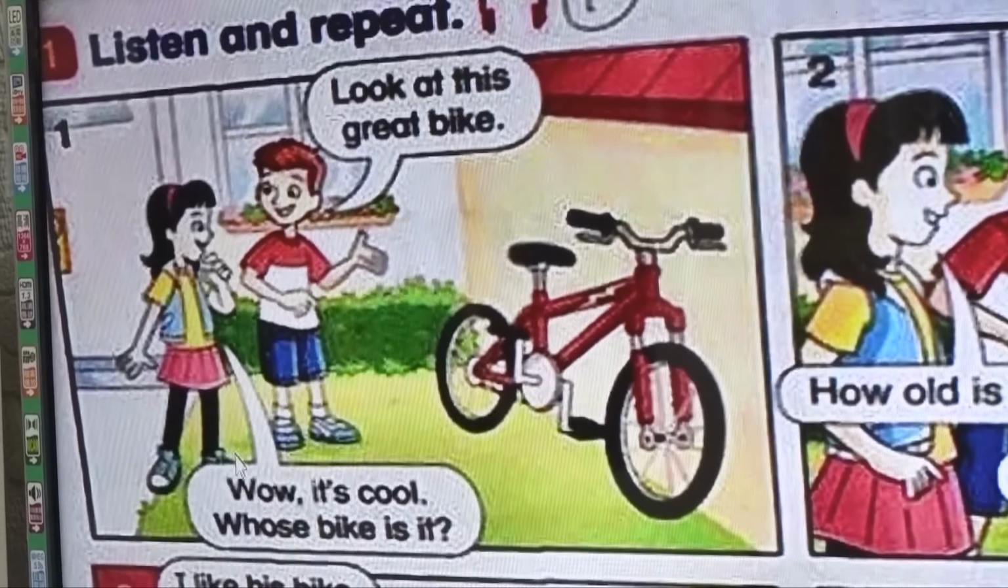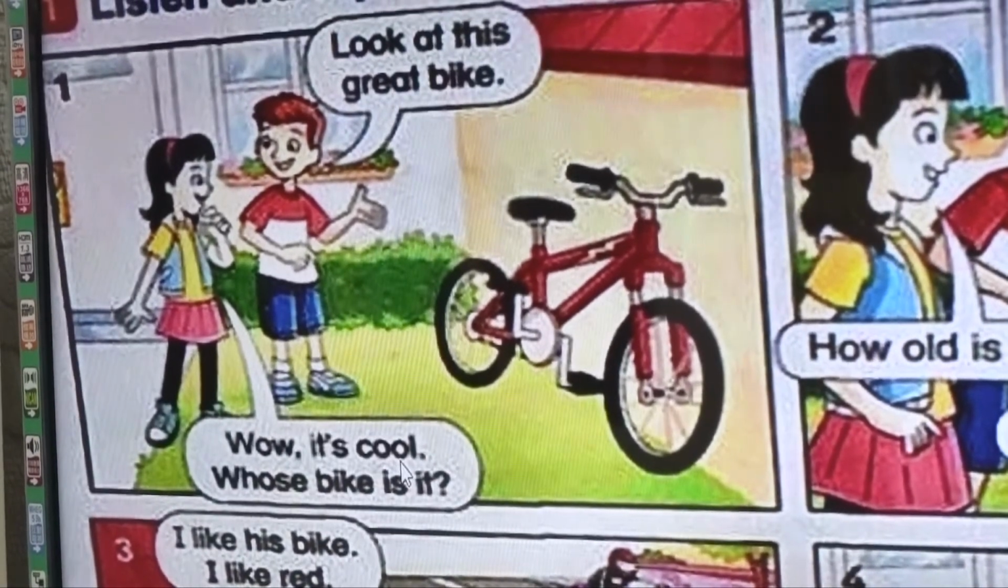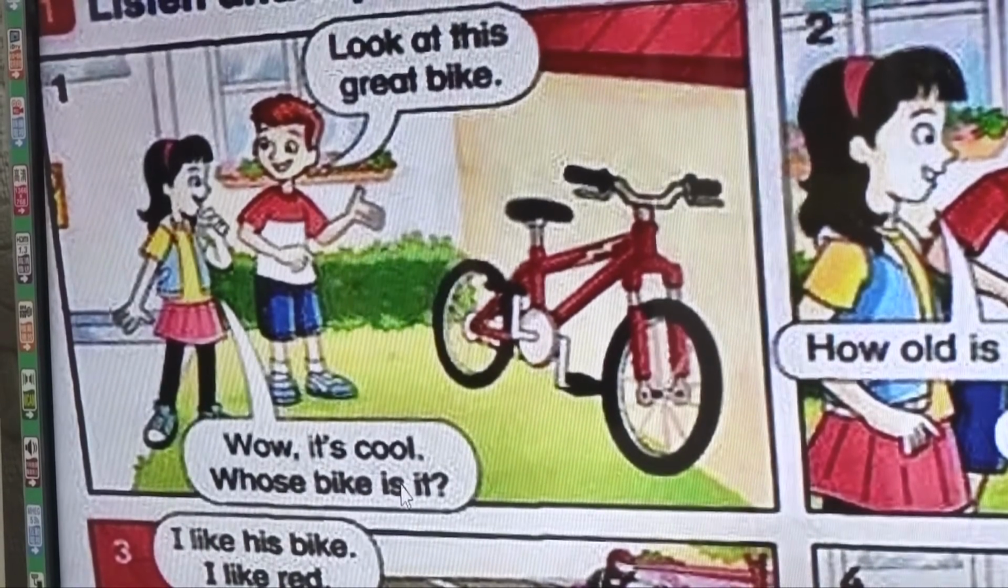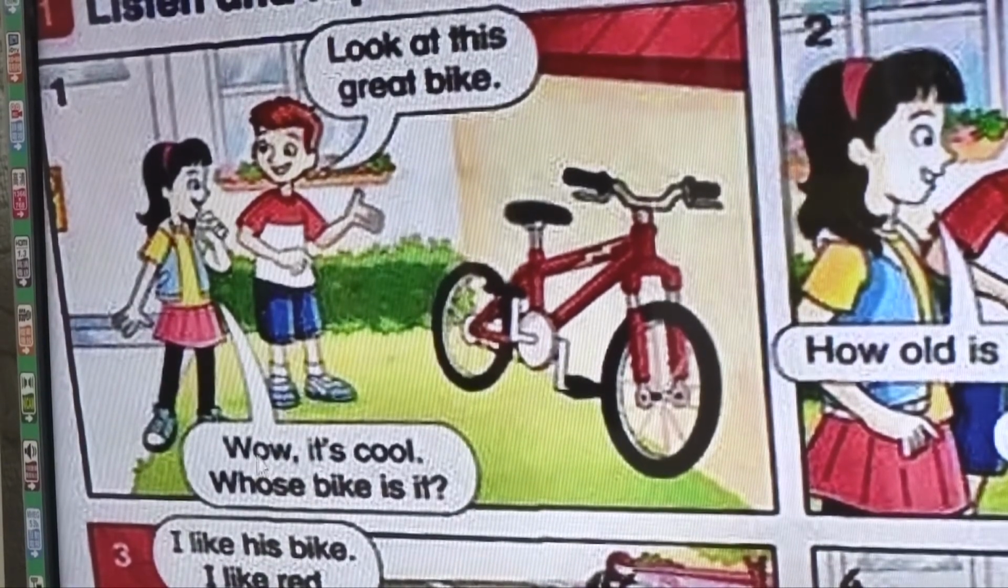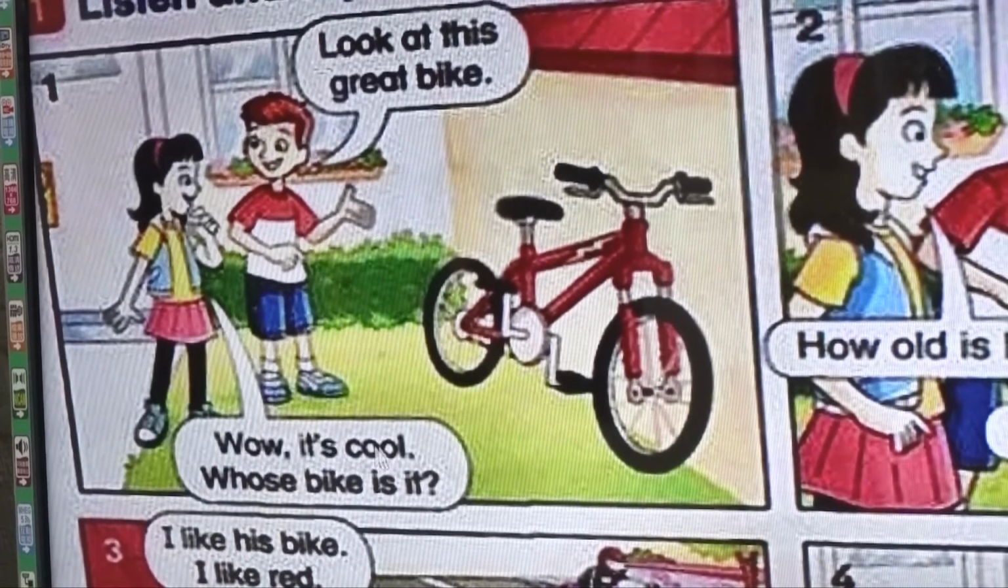Now let's go to Emily. Alright, Emily. And what does Emily say? She says, wow, it's cool. Whose bike is it? Alright, let's read it again together. 1, 2, 3. Wow, it's cool. Whose bike is it? Alright, can you try to read by yourself? Wow, it's cool. Whose bike is it? Alright, good. Now let's go on to number 2, alright?